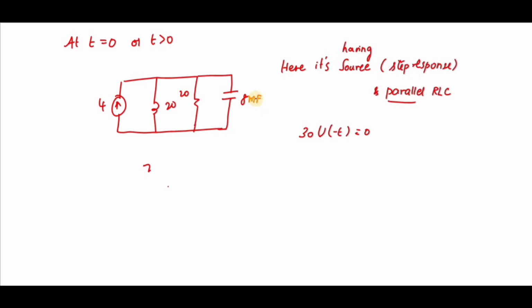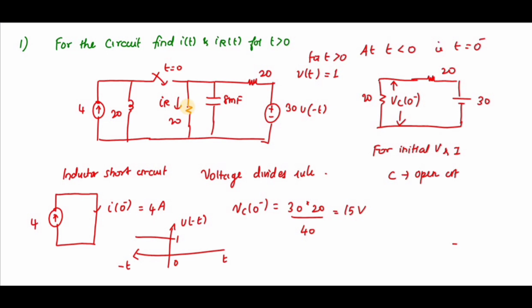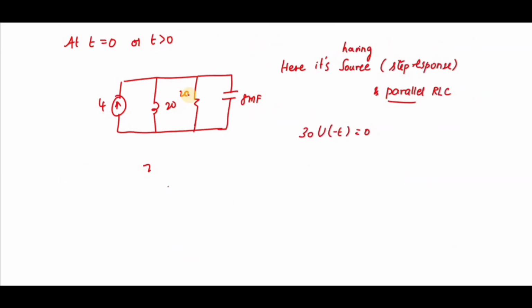So you can see I have a current source, so it is not source free, and it is a step response. It is a DC value.